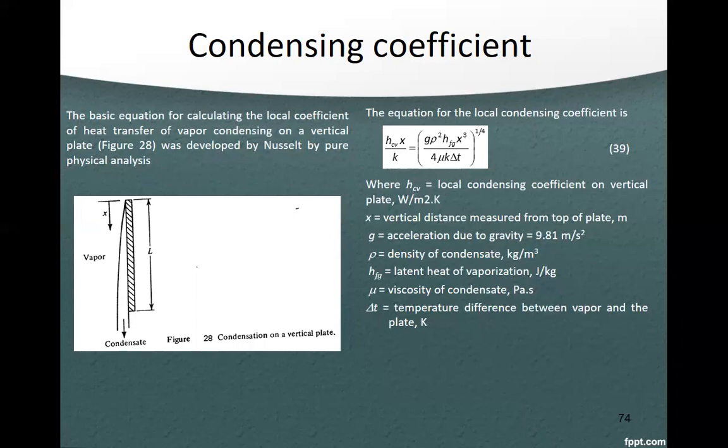So, the basic equation for calculating the local coefficient of heat transfer of vapor condensing on a vertical plate, figure 28, was developed by Nusselt by pure physical analysis. So, the equation for local condensing coefficient is h sub cb times x over k is equal to, enclose mo sa parentheses, g times rho squared h sub fg times x cubed over 4 over mu times k over delta T, exponent 1/4. Where h sub cb is the local condensing coefficient on vertical plate in watts per meter squared Kelvin.